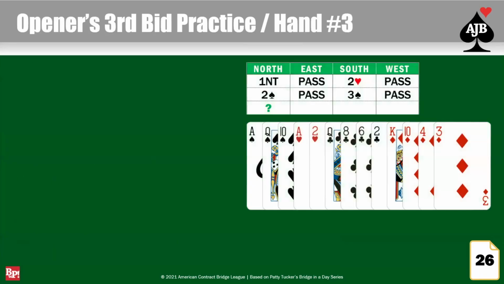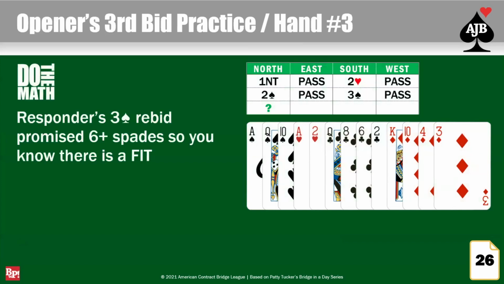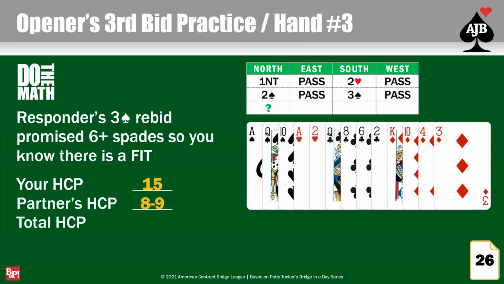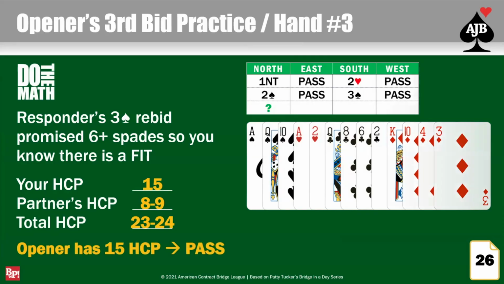Now, they transferred to spades. They bid 3 spades. We know they have 6. We know there's a fit. We don't have to decide that. We just look at the points. My high card points are 15. They showed 8 or 9. We don't have enough, do we? So I just pass 3 spades.